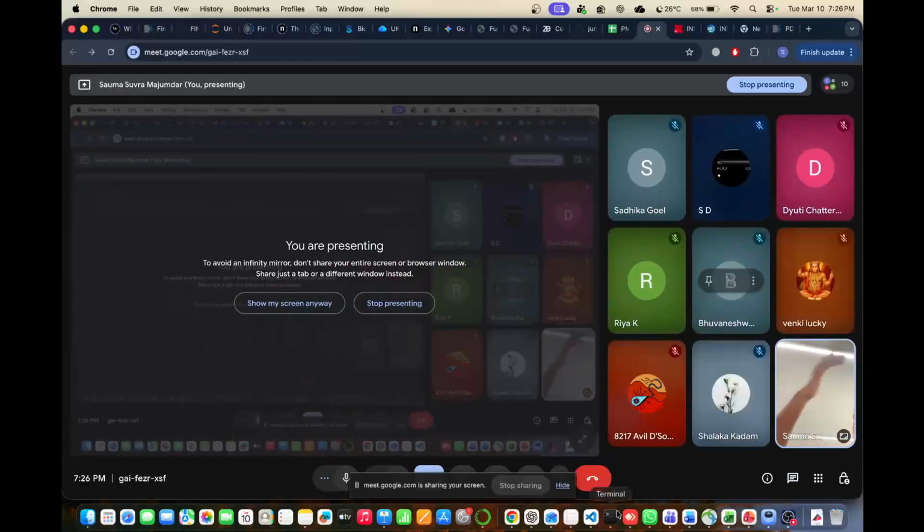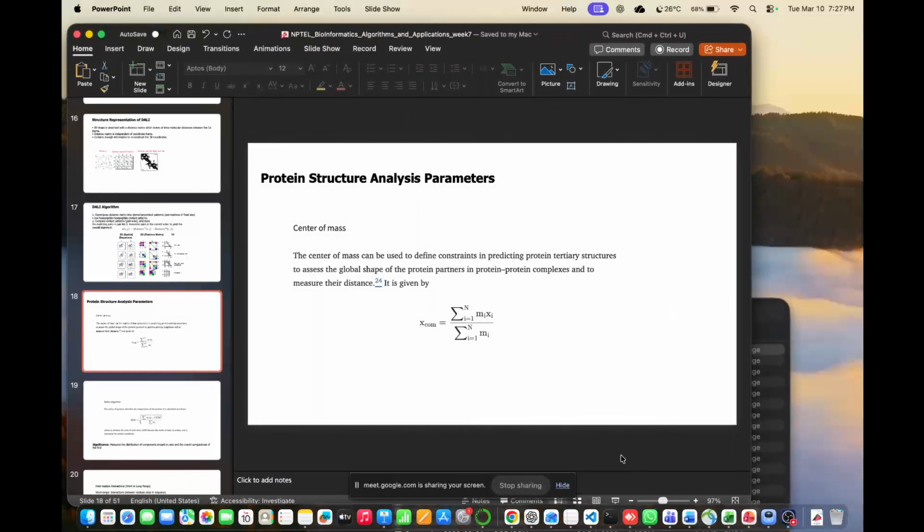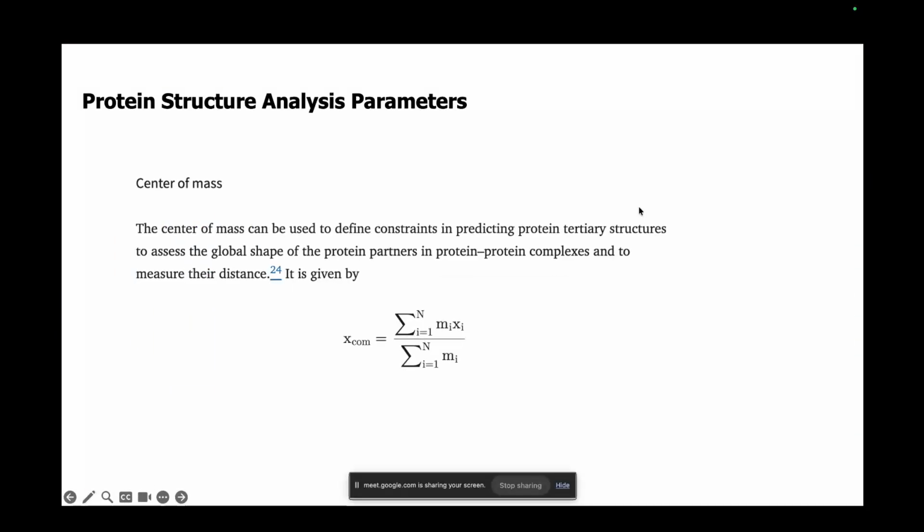Okay, sorry for these things, but I'll quickly show what is there. So basically I was discussing the parameters that we use to say how good or how bad a particular structure is, and how we quantify it in terms of its steric locations, and also in terms of its energy states. So in terms of steric locations, you can use center of mass, which is basically mass times the location divided by the total mass. So it will give you where around the whole protein is based.